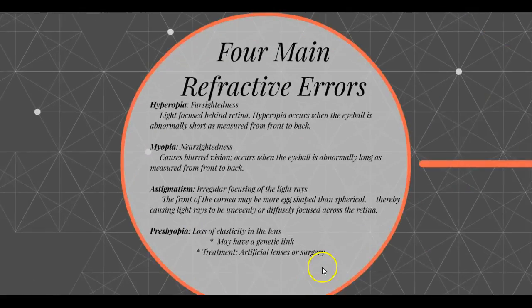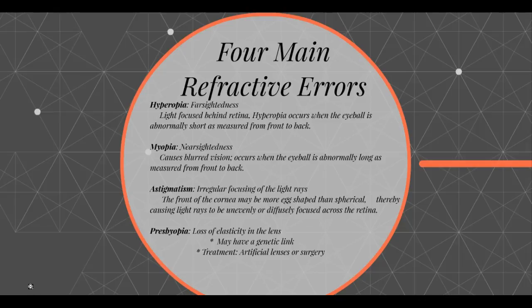So we start with the four main refractive errors. Those four are hyperopia, which is farsightedness, and that's where the light is focused behind the retina. Hyperopia typically occurs when the eyeball is abnormally short when it's measured from front to back. Myopia is nearsightedness, and that causes blurred vision. It occurs when the eyeball is abnormally long when it's measured from front to back.